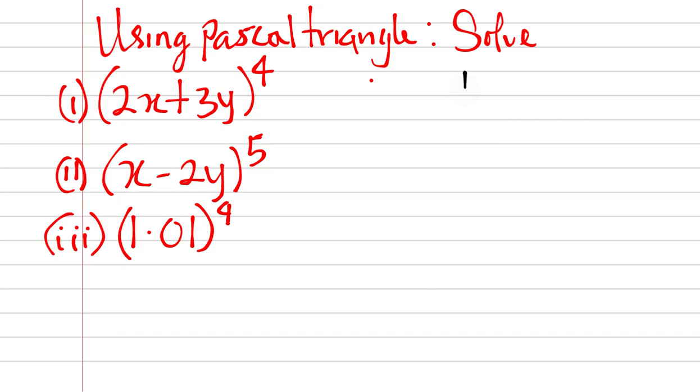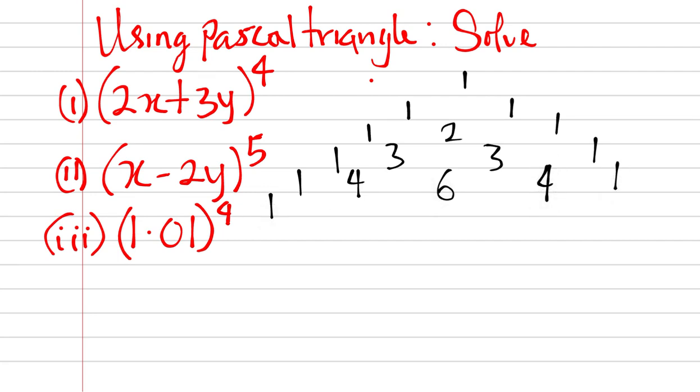So we have 1, then 1 1, 1 2 1, 1 3 3 1, 1 4 6 4 1, and 1 5 10 10 5 and 1. All right, so this is the Pascal triangle for this, and see, this is making sense. It's looking like a 3. I like Pascal triangle. All right, so let's solve the first question.